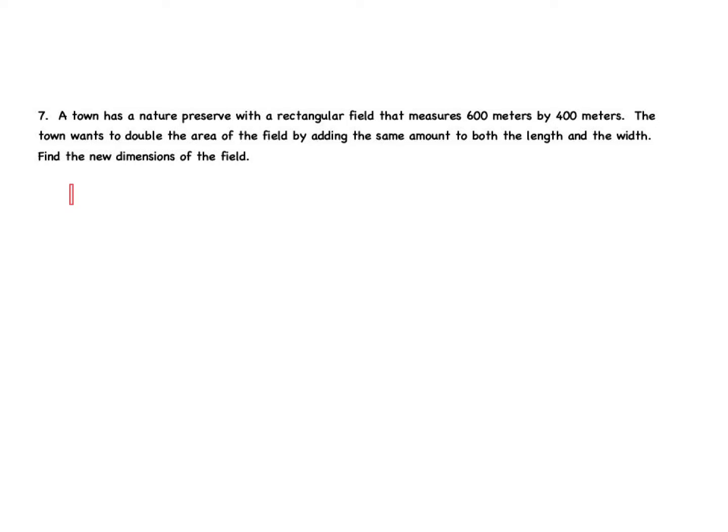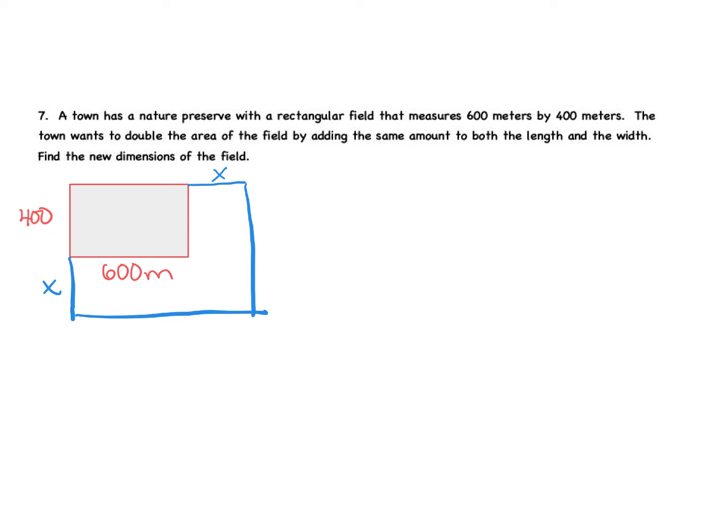So before I even continue, I'm going to actually draw that field, and I'm going to label the given information. 400 by 600 meters. The town wants to double the area of the field by adding the same amount to both the length and the width. Find the new dimensions of the field. So it's increasing both the length and the width by the same amount. And I don't know what that amount is, so I'm just going to call it x. And it's going to double the entire area of the field.